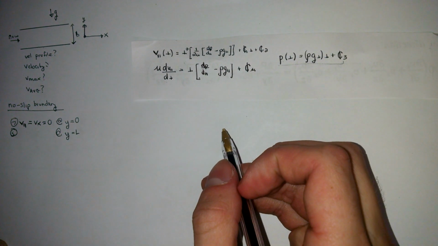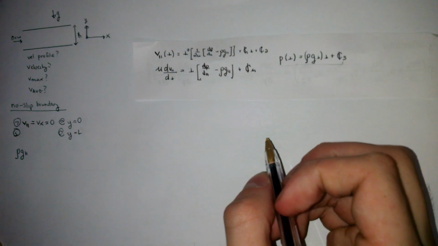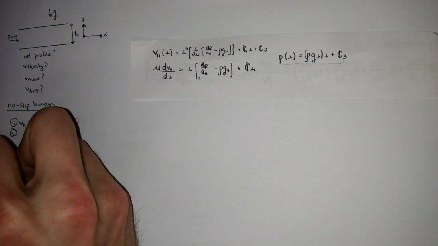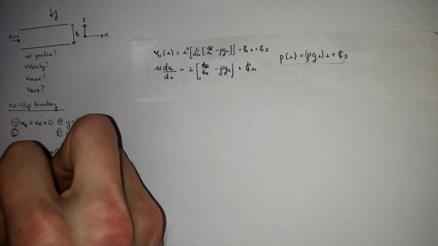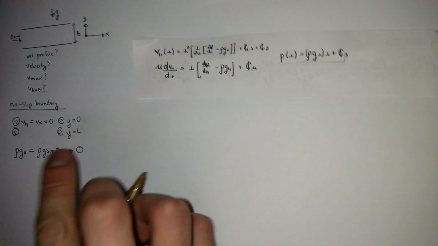Okay, what else do we know? We know that the gravitational component in the parallel direction, which we said before was rho g sine theta. Well, since theta is 0, this term is going to go to 0.